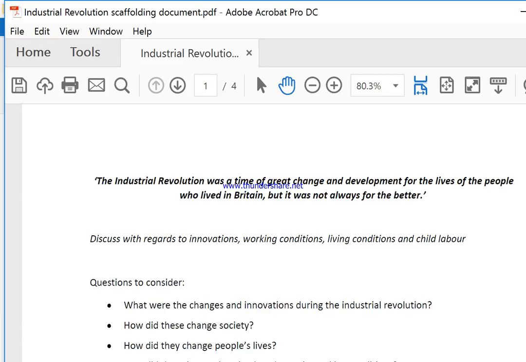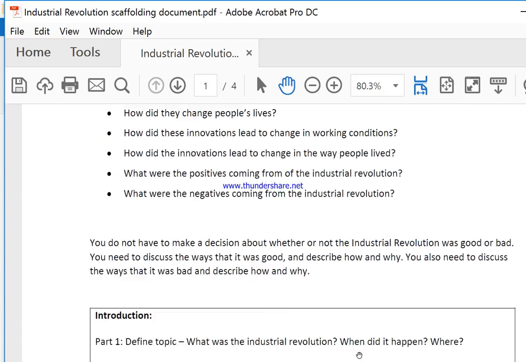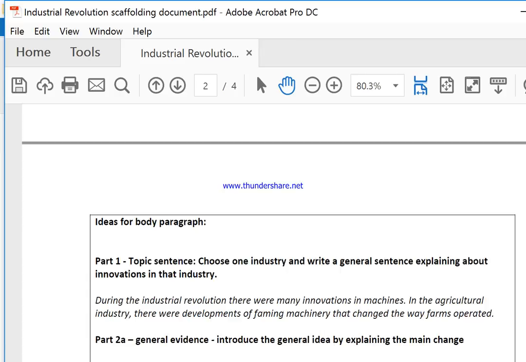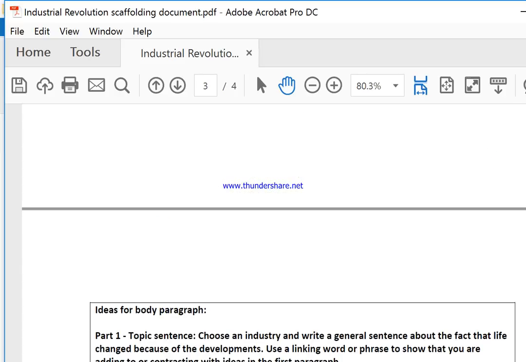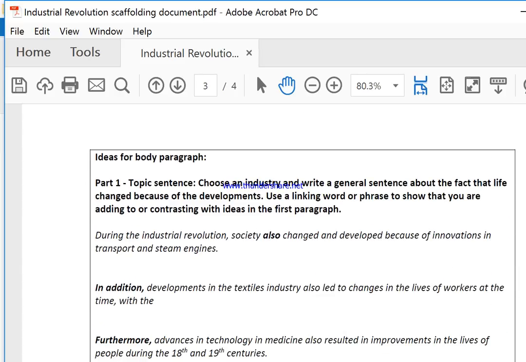So today I'm going to go through three things. The first is a different type of body paragraph to the ones that we've done before. The second is introductions and the third is conclusions. So let's have a look at the third page if you've got those sheets with you.